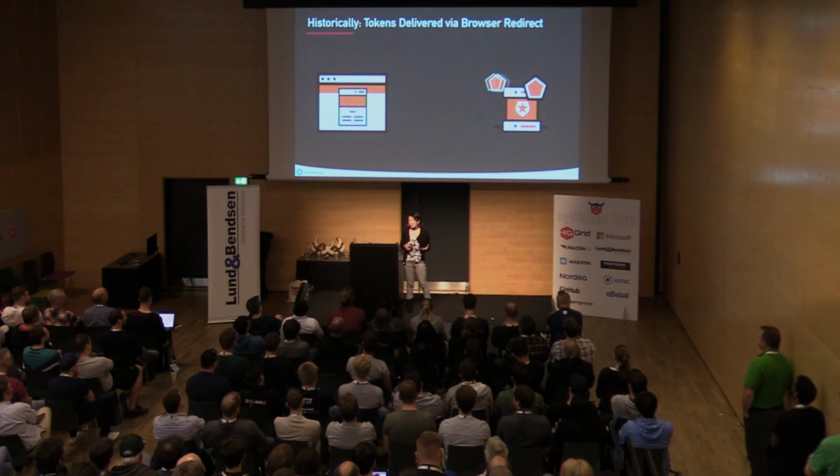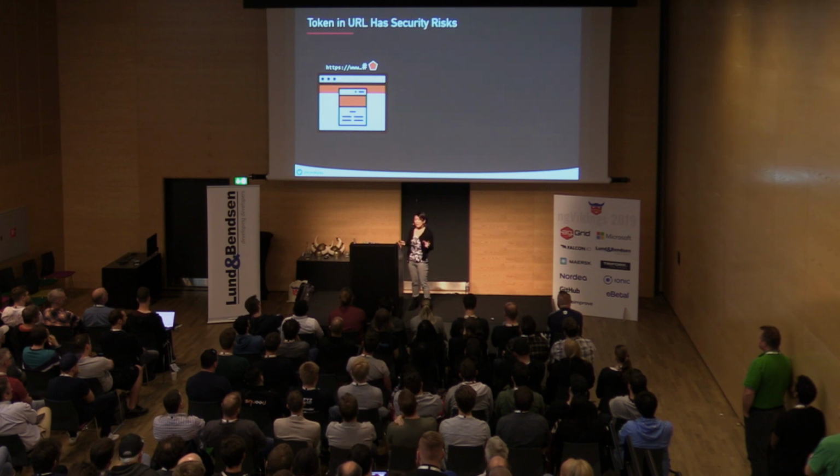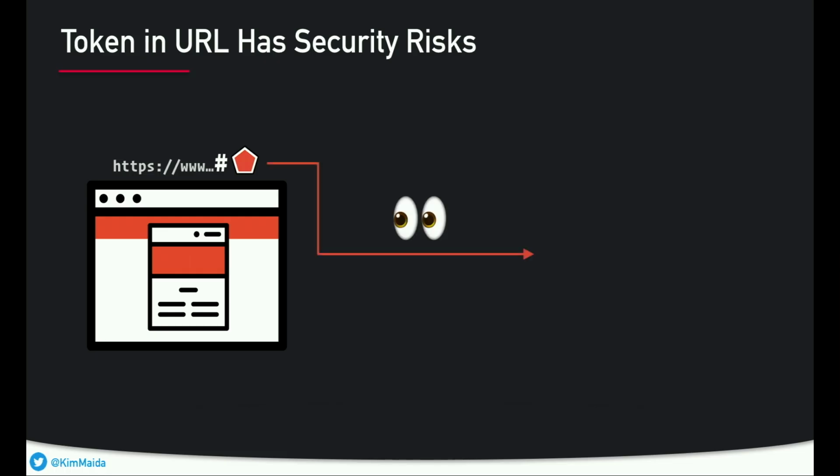So historically, the guidance for doing authorization with browser-based applications was to deliver the tokens to the browser in a hash fragment in the URL. Now, there are some inherent security risks with doing it this way. The token is vulnerable in a number of places. So you have it in the redirect URI, because you're redirecting the token to some URL that you are assuming is owned by the application. But if that redirect URI was hijacked, then you could be sending your token somewhere else.